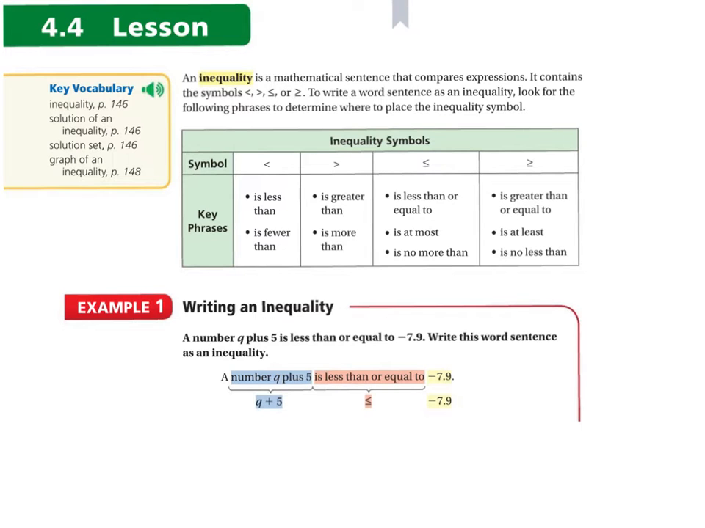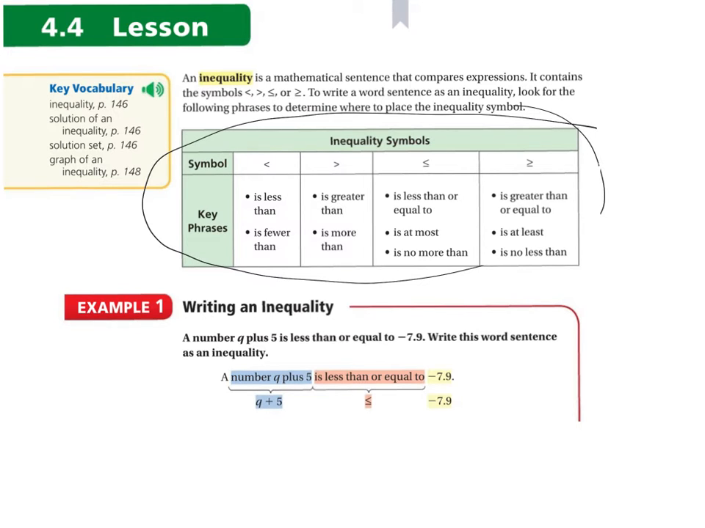Okay, we're doing 4.4. We're going to learn about inequalities and how to graph them. So this right here would be a great screenshot to take, just to help you determine later what to do here. But you want to take a screenshot of that. Let me go ahead and erase my markings of this green thing.